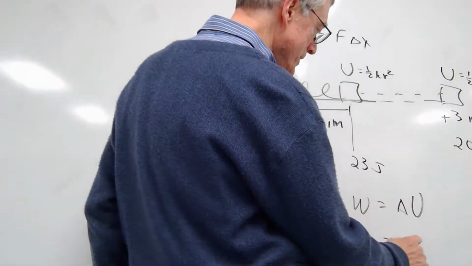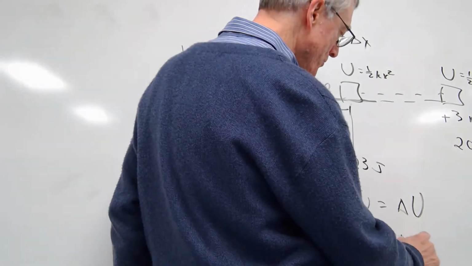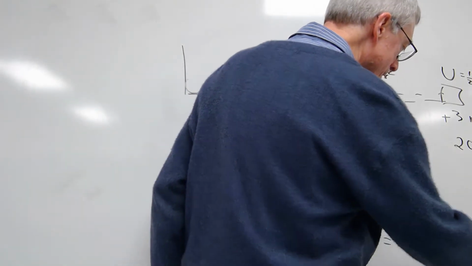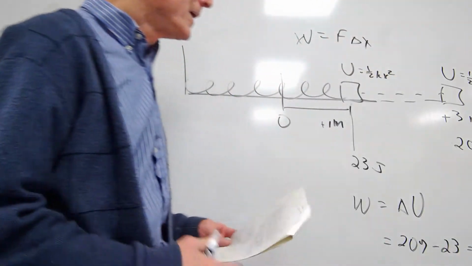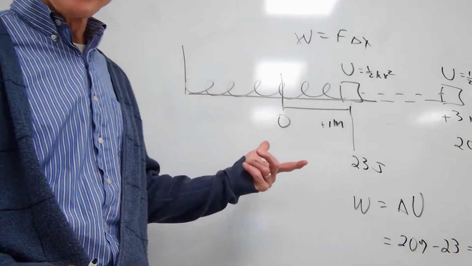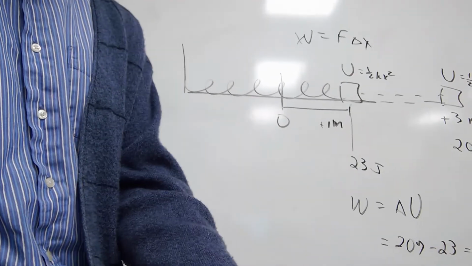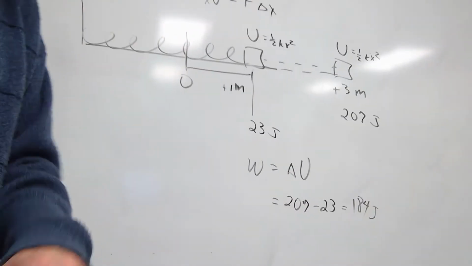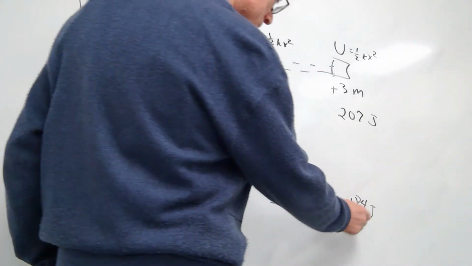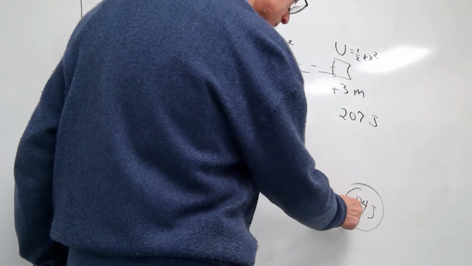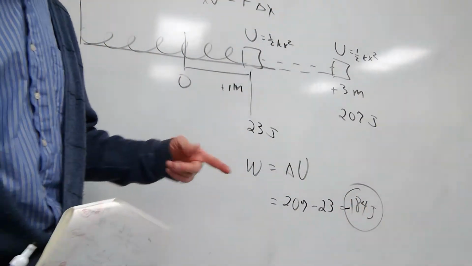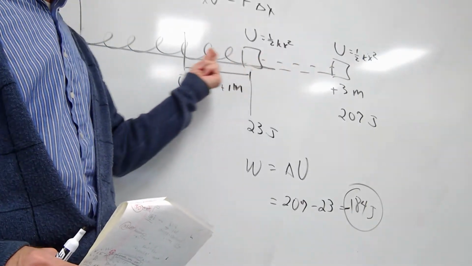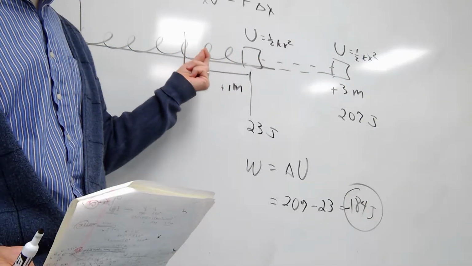And that change is, it ended up at 207 and it started with 23. So that difference is 184 joules. But the work is negative. If you want to get negative, you've got to plug in some negative numbers like we had before. But if you just did that, and when you subtract, you get this, you would know to make it negative because the block is moving to the right, but the spring is pulling to the left. So you know it's doing negative work.